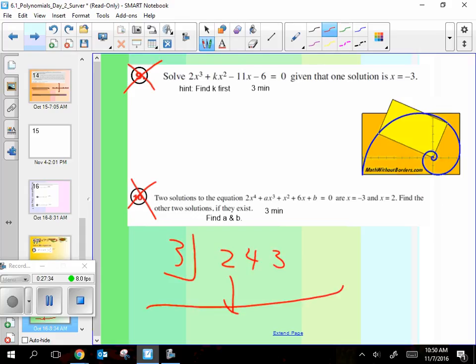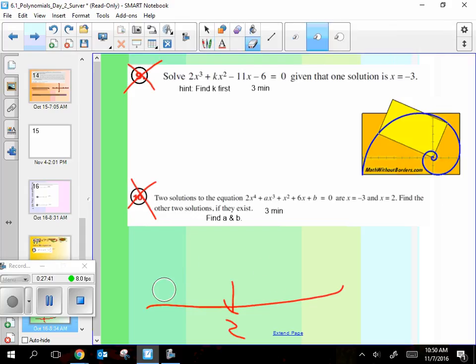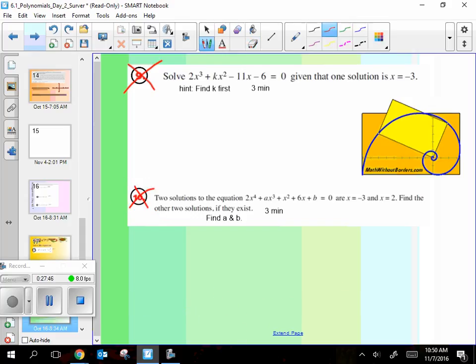You drop this, and then you multiply and all that. You did that last year, but I don't think you remember it. So I'm going to show you how to do that, but not today. Too much in today's lesson to do that. So we're going to skip those for now.